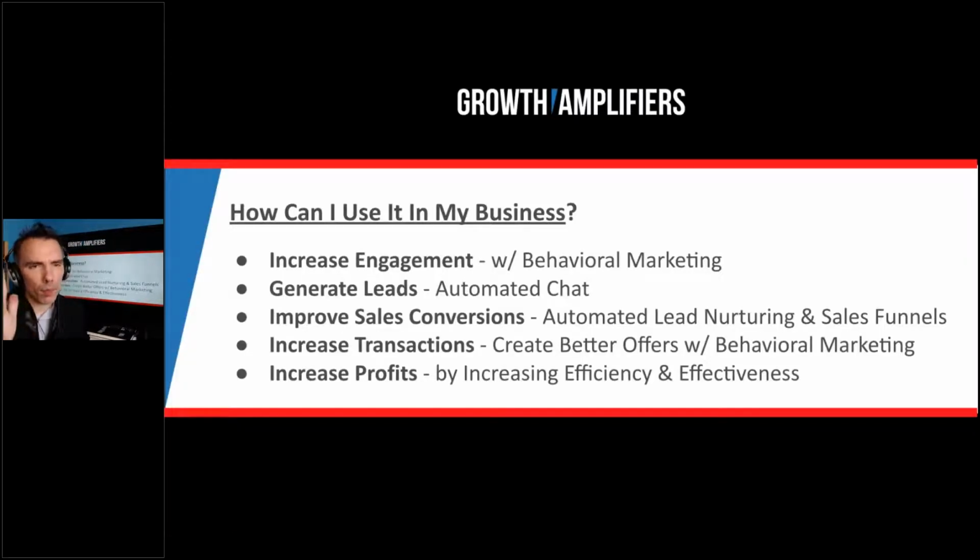So we talked about what is marketing automation. Let's talk about how you can use it in your business. And this is pretty straightforward sort of stuff. Number one, increase engagement with behavioral marketing. So behavioral marketing is basically the type of marketing that reacts to what actions you've taken. And some automation marketing companies have this available in their software, others don't.